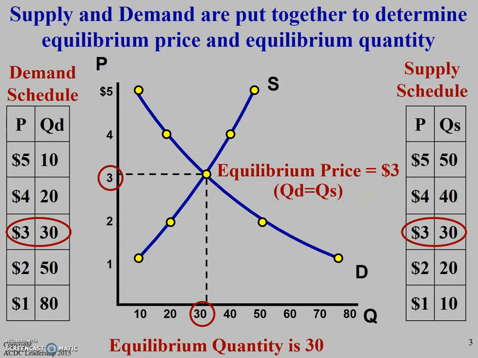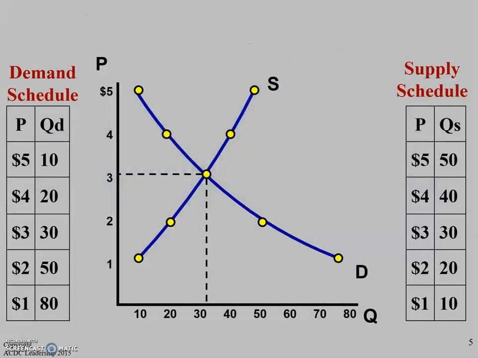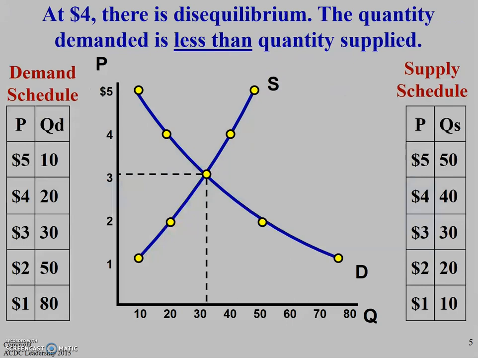So it's really that simple. It's just wherever they intersect, you find out what is our price and what is our quantity, and that's our equilibrium. But what if the price increases to $4? At $4, there is disequilibrium. The quantity demanded is less than quantity supplied.